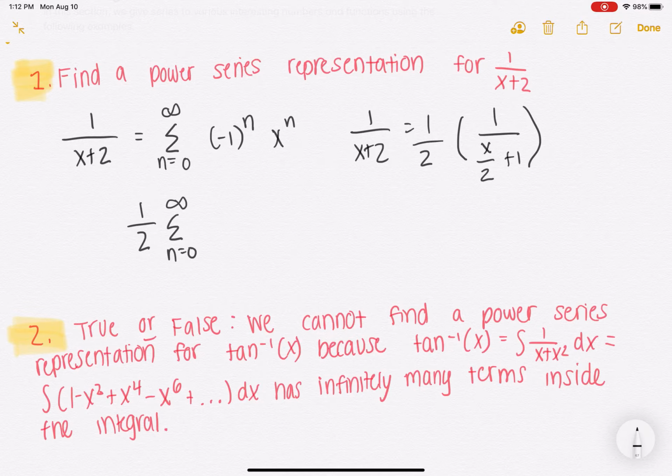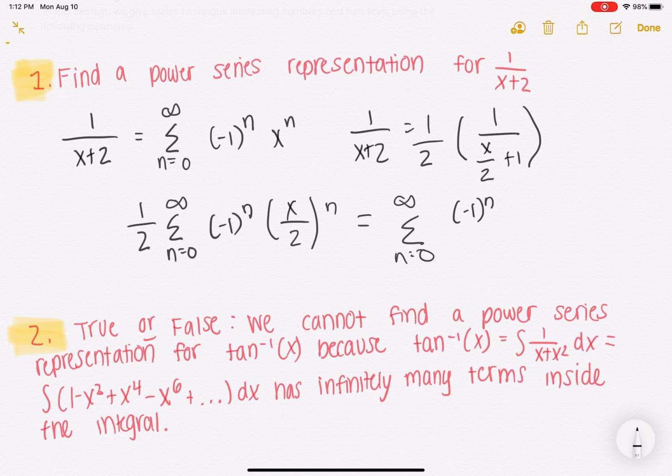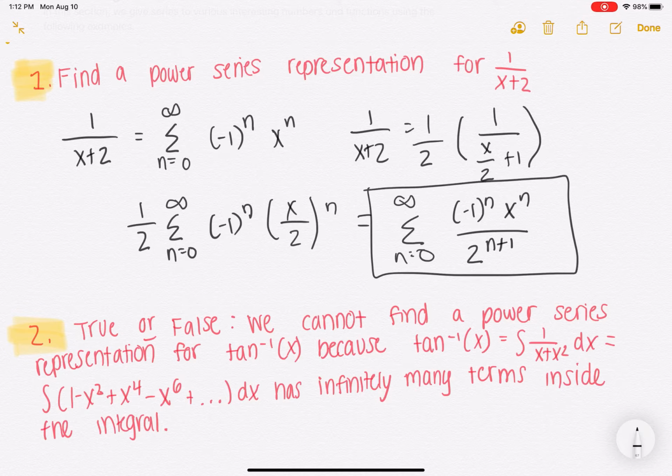the summation n equals 0, negative 1 to the nth power, x over 2 to the nth power, which is equal to the summation of negative 1 to the nth power, x to the nth power, all over 2 to the n plus 1. And this would be our final answer for the power series of 1 over x plus 2.